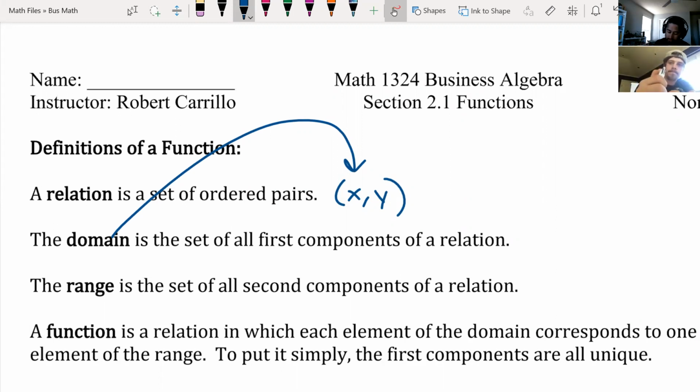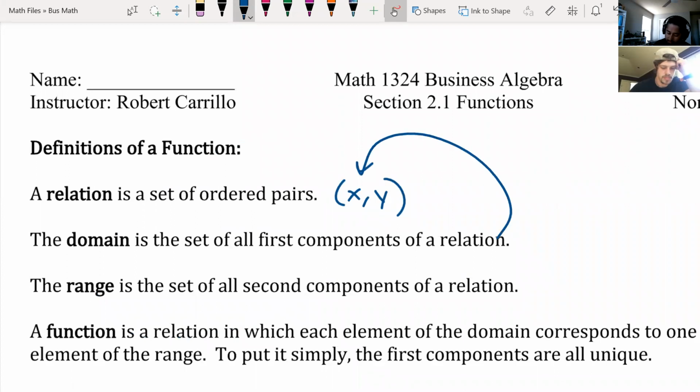And then range is the second component of your relation. So range would always relate to Y. So whenever you're finding the domain of a function, you're finding the X values. And whenever you find the range of a function, you're finding the Y values. So domain goes to X and range goes to Y. Okay.